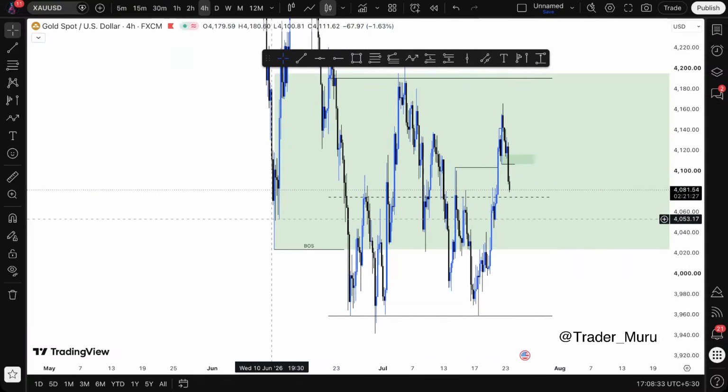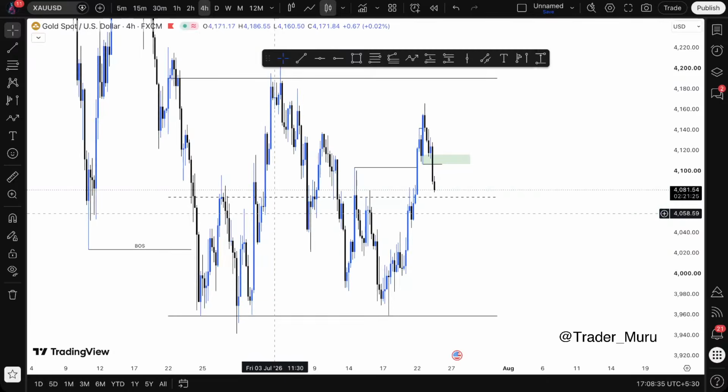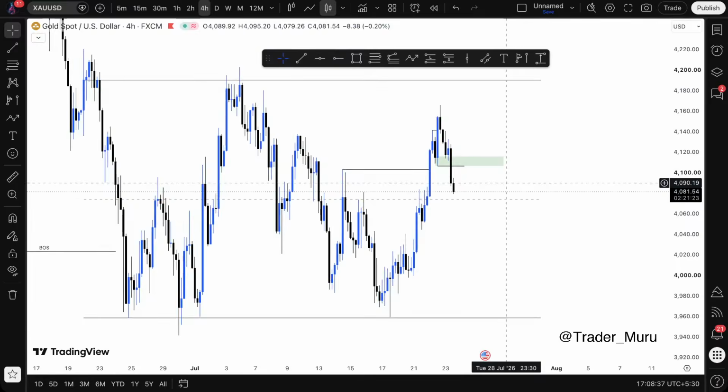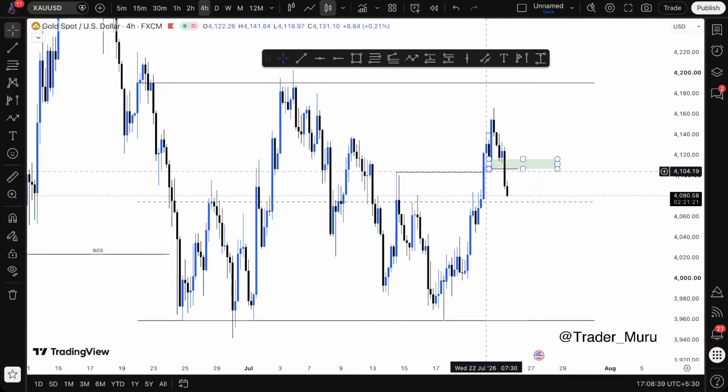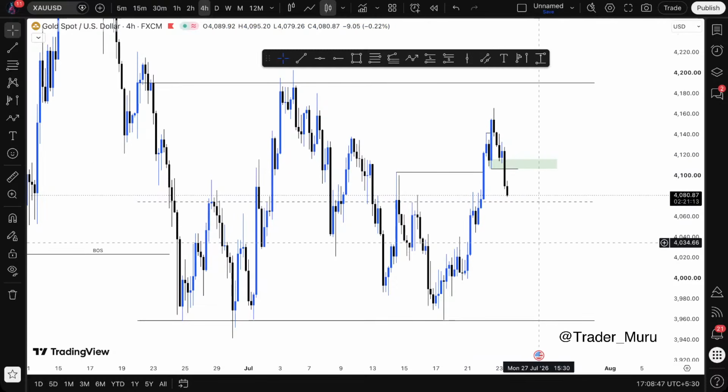So if you want a swing confirmation, wait for this 4 hour candle to close. If it closes below this low, it will be a change of character in the 4 hour time frame, and then this area will be your breaker block. You can watch for short on retest.